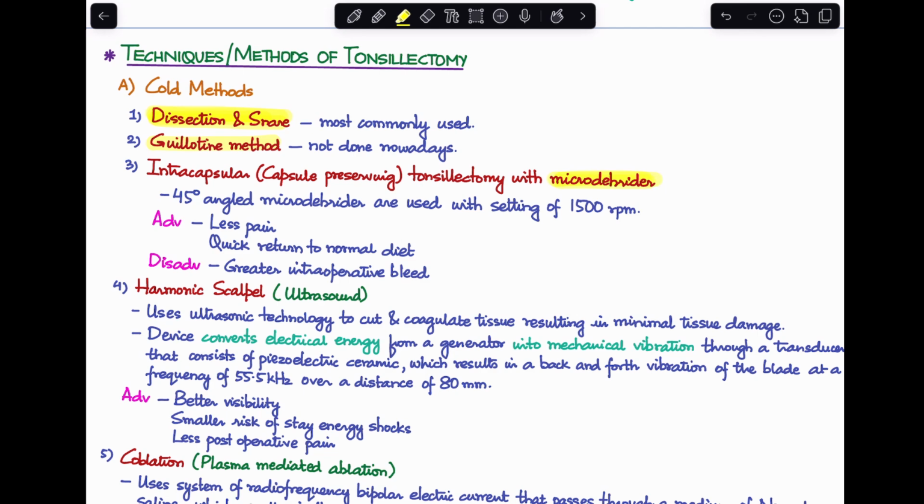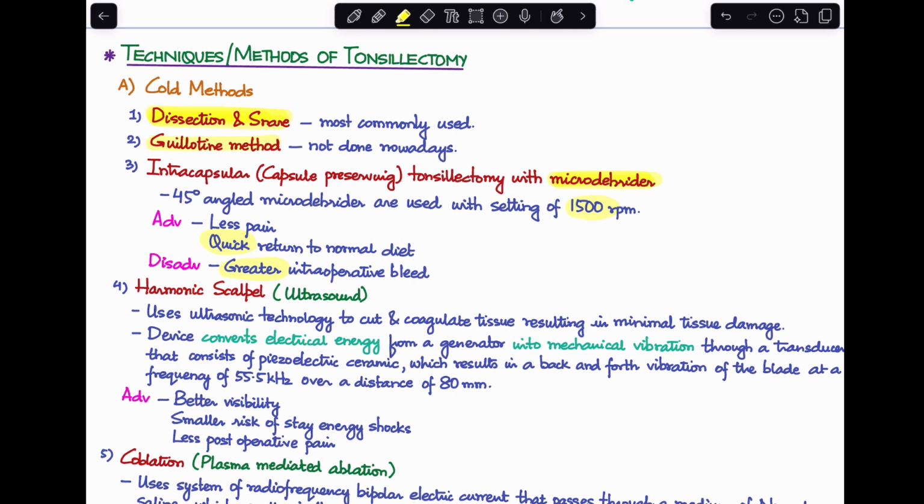Here, what we use is a 45-degree angled microdebrider with a setting of 1500 RPM. Now, the advantage of using a microdebrider is that the patient experiences less pain and also a quicker return to normal diet. However, this also has a disadvantage, and the disadvantage is the chances of greater intraoperative bleed.